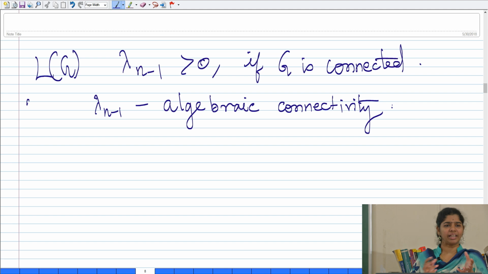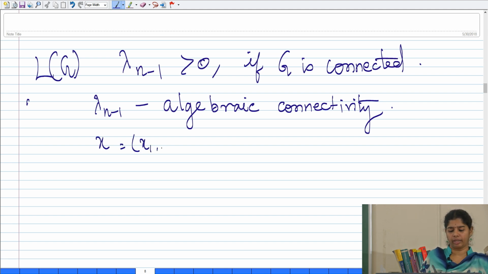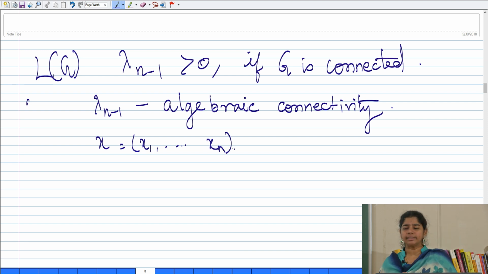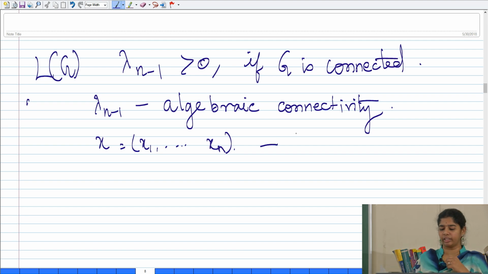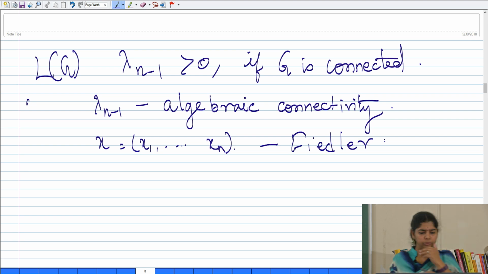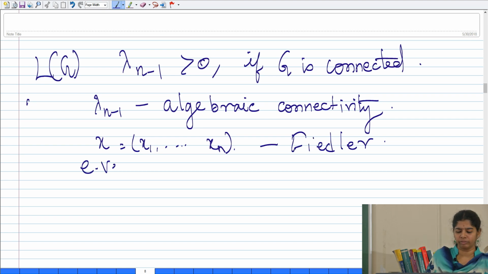So, say x is an eigenvector having x1, x2, up to xn, right. There is this result by Fiedler, and when we enter into network sciences and studying large scale networks, this vector plays a huge role. This vector is called the Fiedler vector, named after the mathematician Fiedler. This is nothing but the eigenvector of lambda n minus 1.